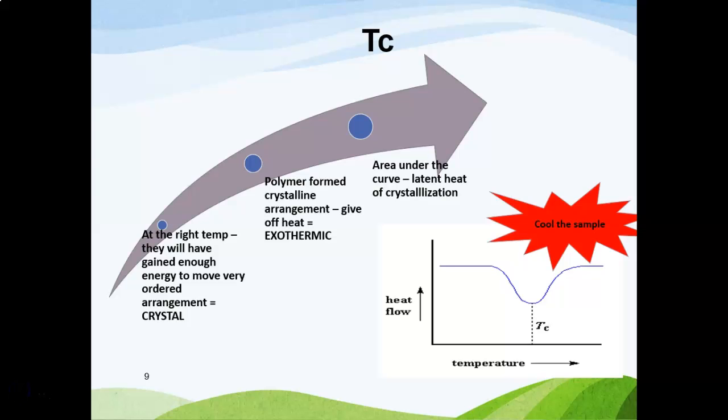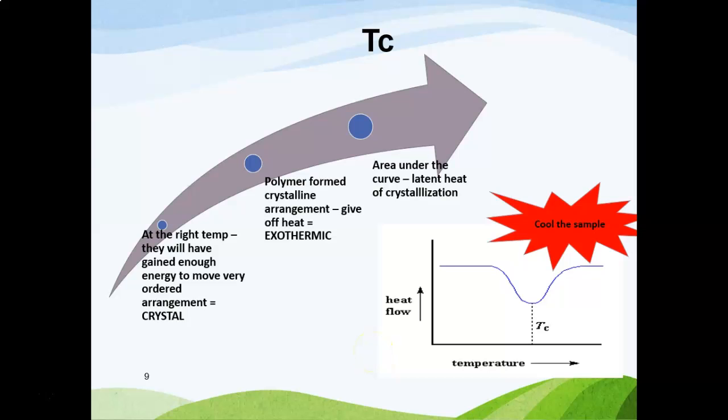Proceed with the crystallization temperature first. Now we look at the first step. At the right temperature for crystallization to happen, the material will have gained enough energy to move into a very ordered arrangement, which is the crystal form. At this stage, above Tg, the polymer will have a lot of mobility, so it will give off heat when the polymer falls into the crystalline arrangement. You can see this as a big peak in the heat flow versus temperature.